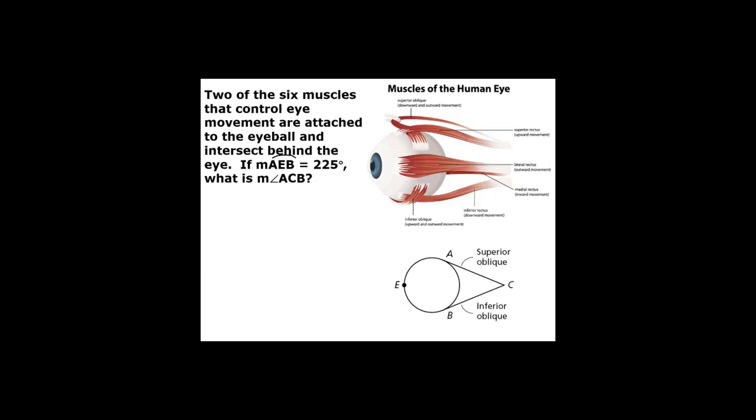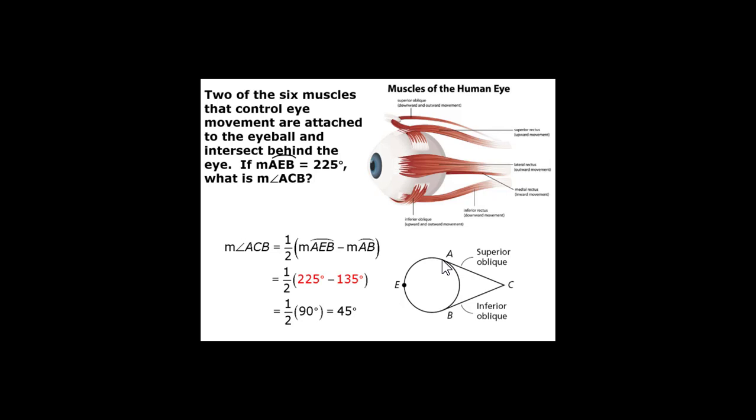If the measure of arc AEB is 225 degrees, what is the measure of angle ACB? The measure of angle ACB will equal half the difference of its two intercepted arcs. Let's substitute the values in and simplify. 45 degrees. If you are wondering where the 135 came from, remember the measure of a circle is 360 degrees.